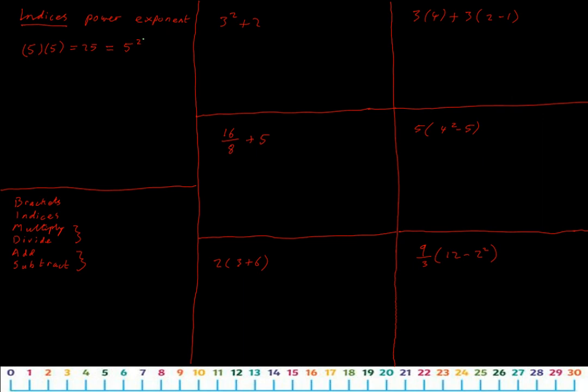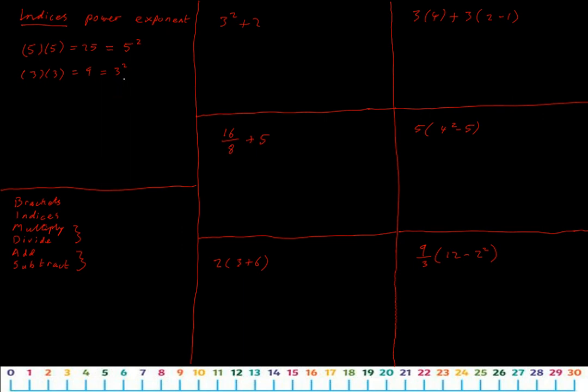That little 2 up in the right hand corner, it has to be written small and up in the right hand corner, means that I'm multiplying 5 by itself twice. If I took another example, we'll say 3 by 3. That would equal 9. Now I'm multiplying 3 by itself twice. So that's going to be 3 to the indice, or we often say to the power of 2.